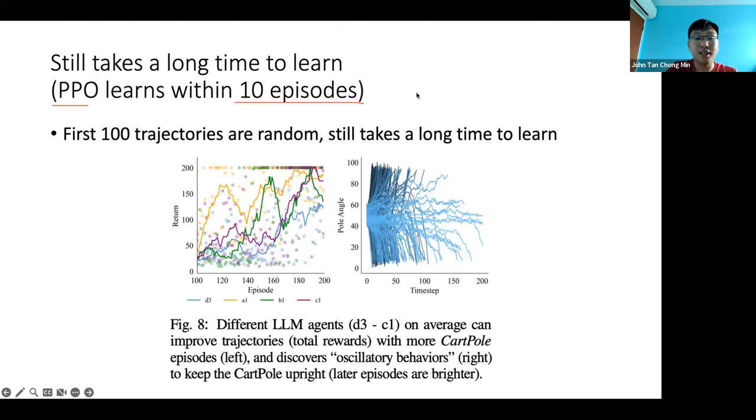One try is defined as 1,000 time steps. I'm using this package called Stable Baselines, I can't remember the exact name. But basically within 10 episodes, you are more or less guaranteed that the PPO algorithm can learn this. So this is still quite far away from the most performant reinforcement learning methods, but it's not that performant actually.